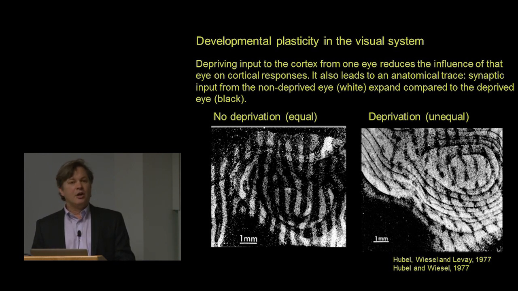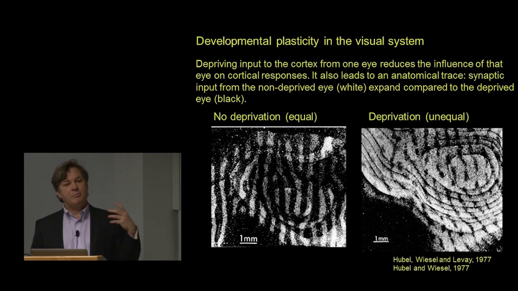And in a normal animal that had no deprivation, if they injected this radioactive tracer into one eye and looked back in the cortex, the tracer shows up as white on these pictures, and you can see that the black and white stripes on the left are perfectly equal, that the representation from the two eyes are perfectly equal.